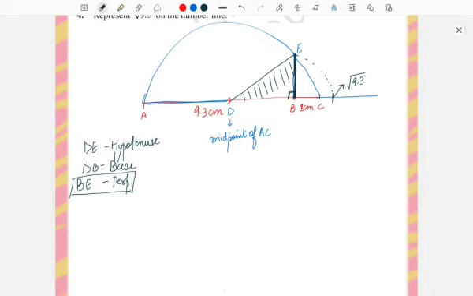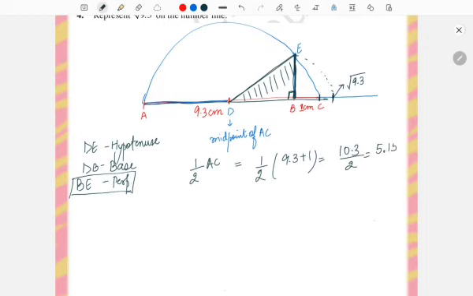Now let's see why we did it like that. Okay, DE is the radius of the semicircle, right? What is the radius of the semicircle? It was half of AC, right? What was the length of AC? Length of AC is 9.3 plus 1, which is 10.3. 10.3 divided by 2, what do I get? 5.15, right?